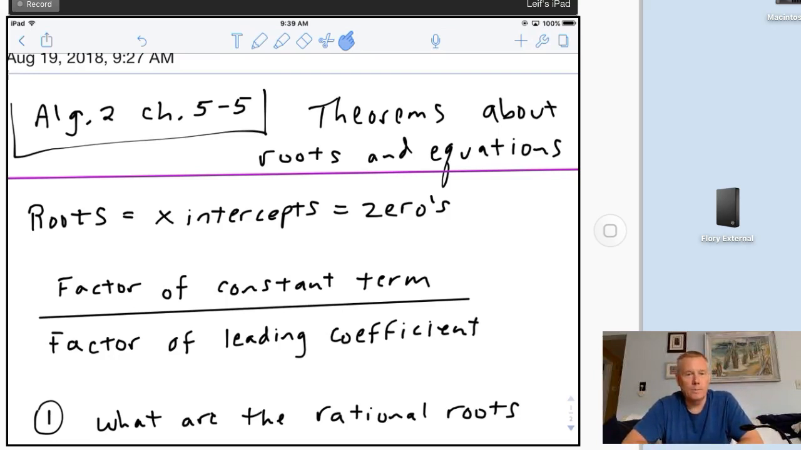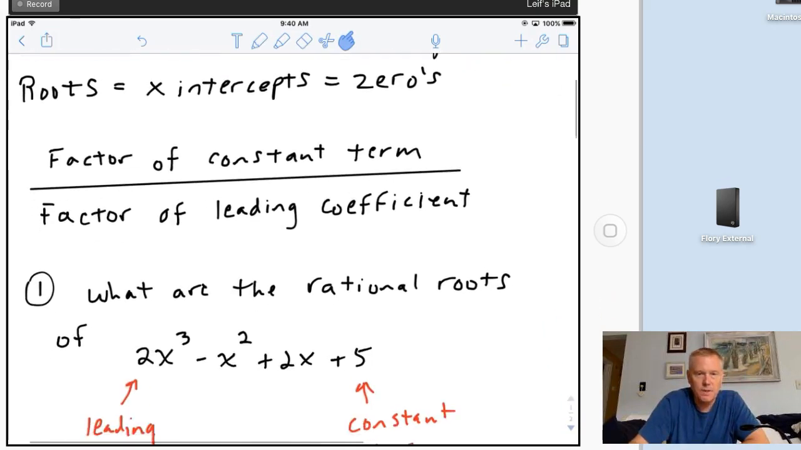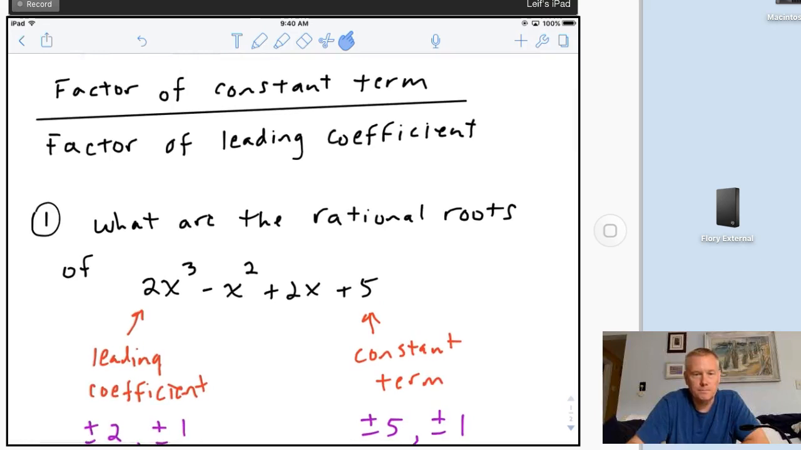Now, the main idea here with finding the roots: if they give you a big equation, what you're going to do is factor the constant term, which is the regular number, and that'll be the numerator, and the factors of the leading coefficient will be the denominator. So that's why there's a fraction bar in the middle there, right here. All right, so the easiest way for me to do this is really to show you an example. So here's what I mean.